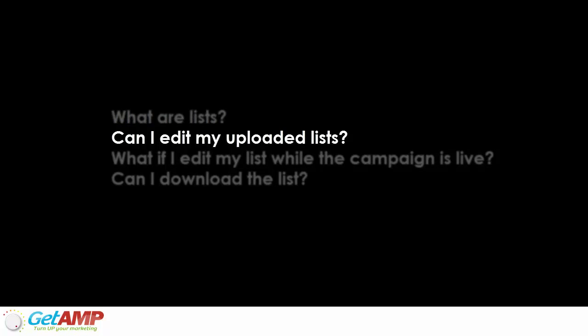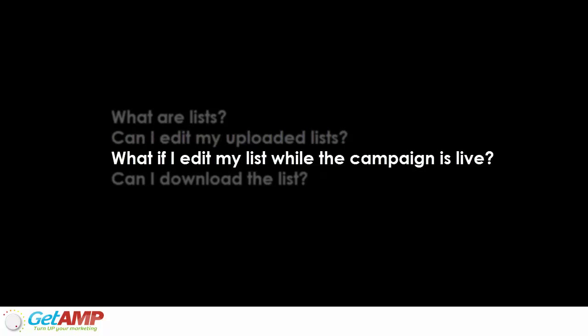GetAMP provides two ways to import your list, through Google Drive and through your computer. If you choose Google Drive, GetAMP will connect to your Google account. The format of the list has to be Excel or comma-separated values. You will be able to edit the uploaded list to your liking.